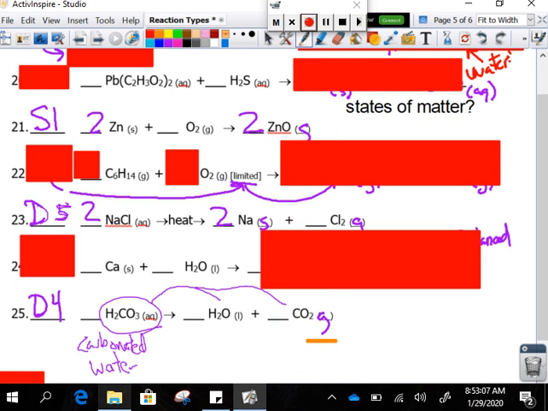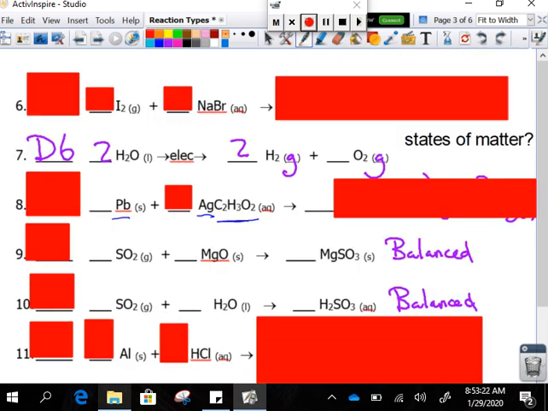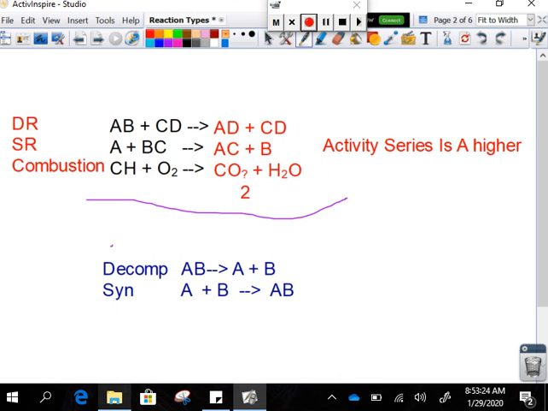soda, and eventually it goes flat because all of this carbonic acid keeps going that way and the carbon dioxide disappears and it no longer has that acid in there, and so then people say it tastes flat because it doesn't have acid in it. Alright, so we just did decomposition. Yay! Now let's do synthesis.